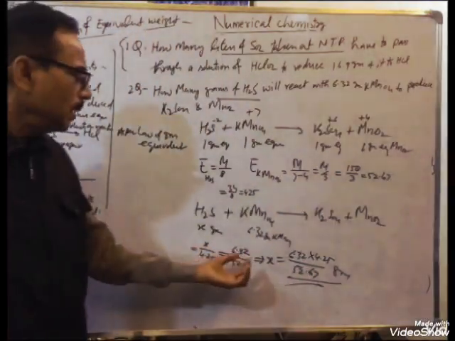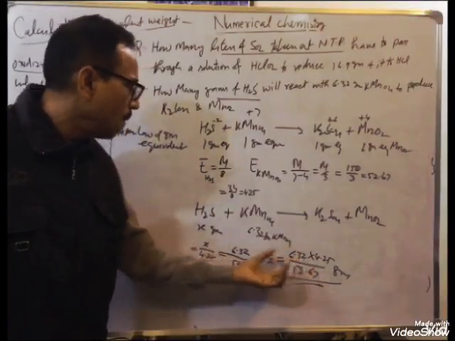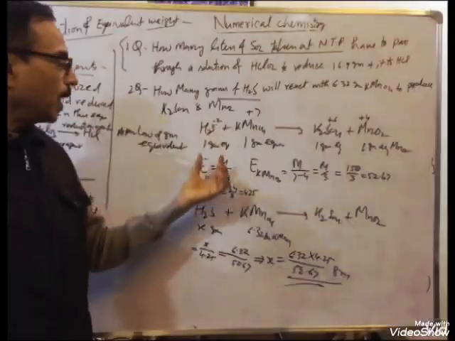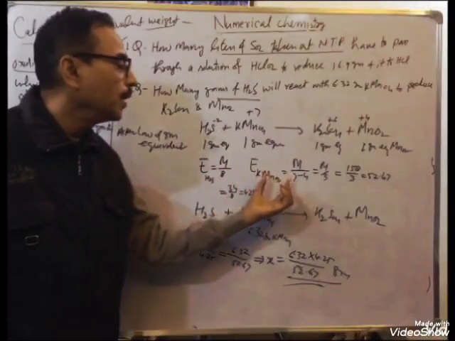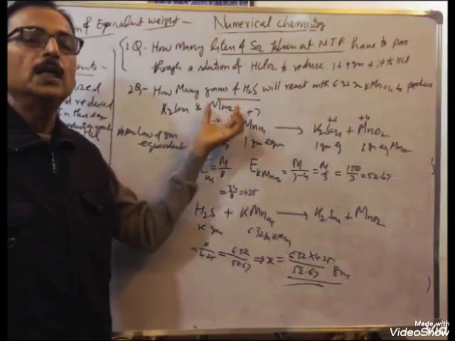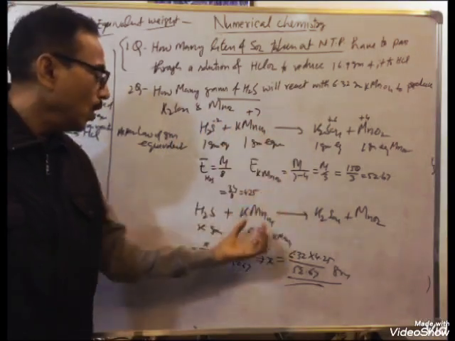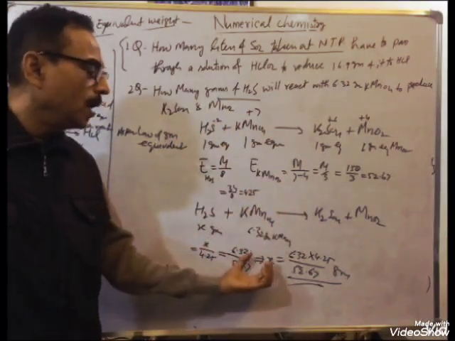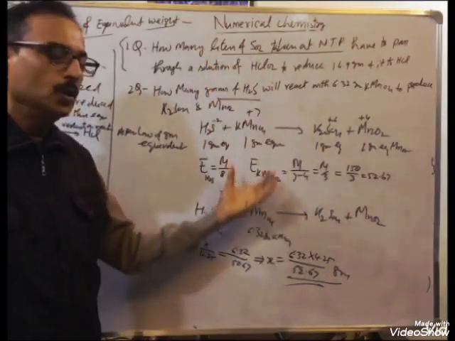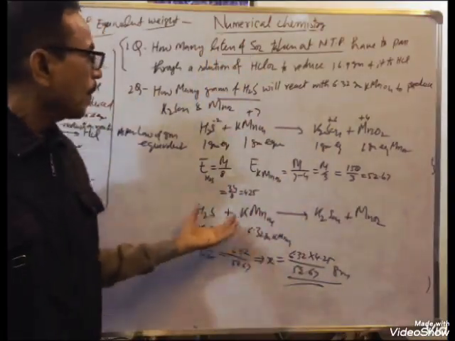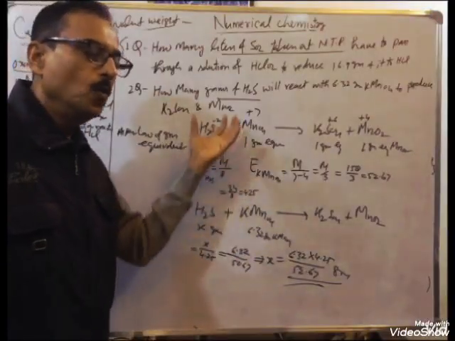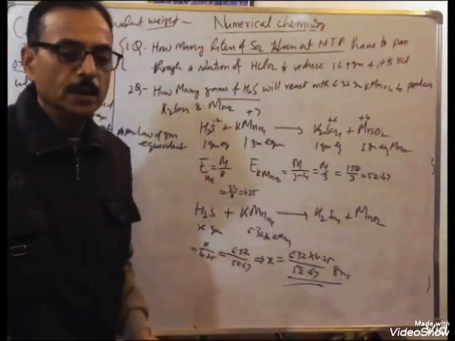So it is very easy. The important thing is to correctly find out the equivalent weights of the redox compounds, that is the reducing agent and oxidizing agent. We equate the gram equivalents and you will find the value. Just like the previous question, it is also the same. So I think these questions are sufficient. Now I am giving you one or two questions for your practice. Let us see.